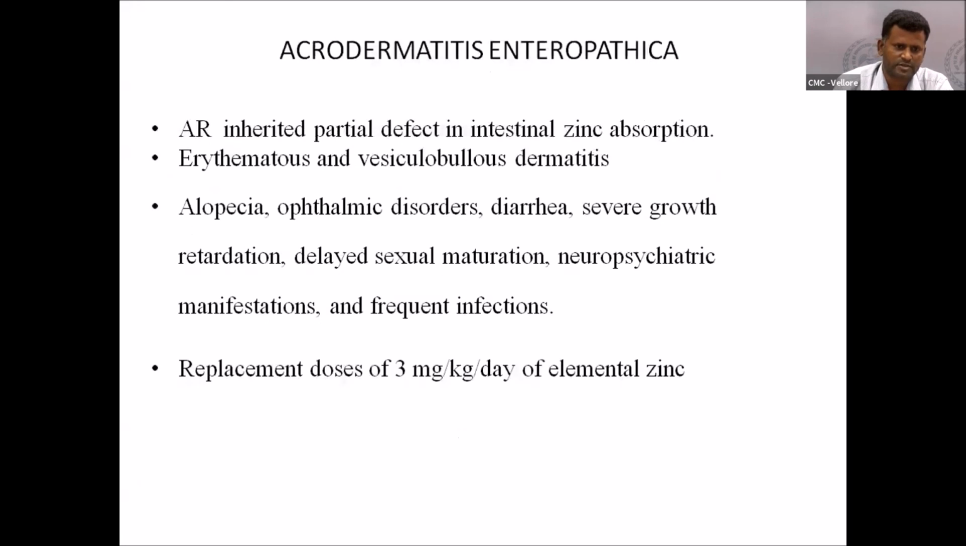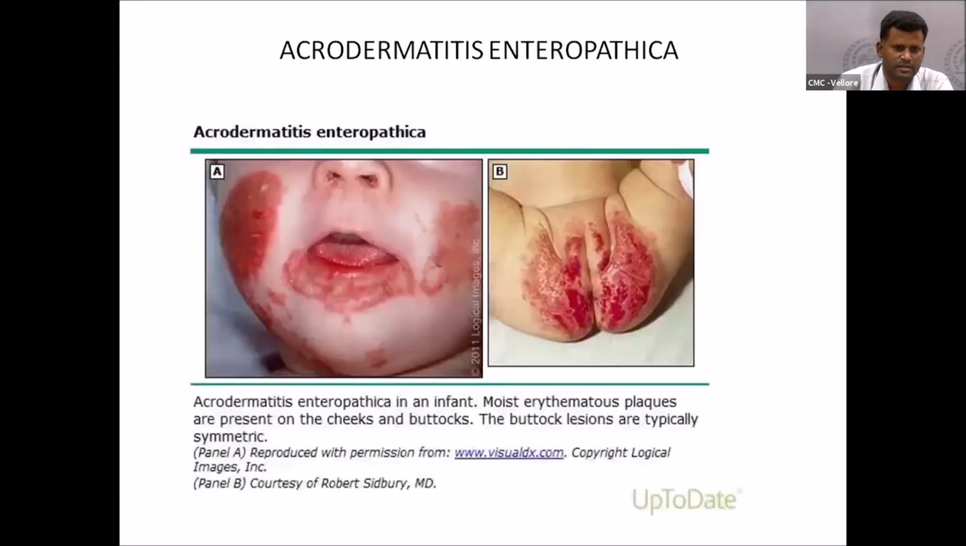So what is acrodermatitis enteropathica? It's an autosomal recessive disorder. Mainly there will be erythematous and vesiculobullous dermatitis because of the zinc deficiency. Other associated features are alopecia, ophthalmic disorders, diarrhea, growth retardation, and delayed sexual maturation. And neuropsychiatric manifestations also occur. Usually the zinc dose should be high for acrodermatitis enteropathica, which should be 3 mg per kg per day of elemental zinc. So this is the picture of a child with acrodermatitis enteropathica.